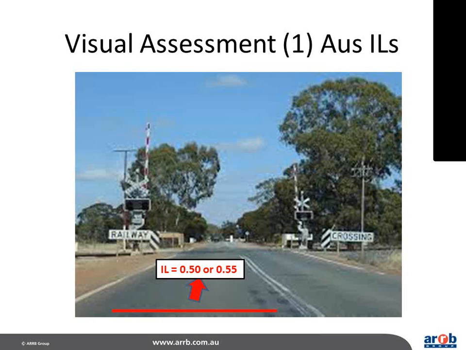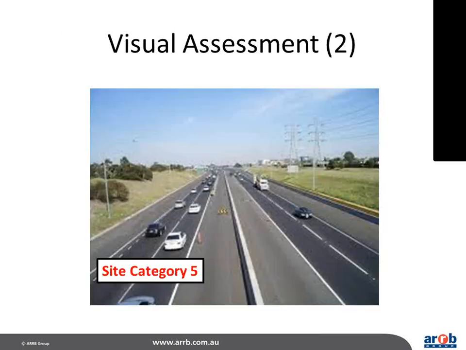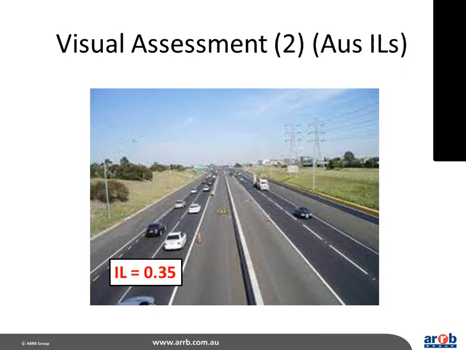Similar example, here we have a divided carriageway, very definitely a site category 5 in the Austroads guide, and that would mean an investigatory level a lot lower, 0.35, because they are, as I say, some of our safest roads, and the demand for skid resistance is a lot less.